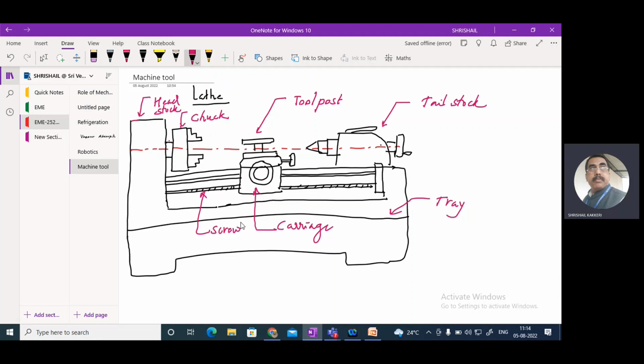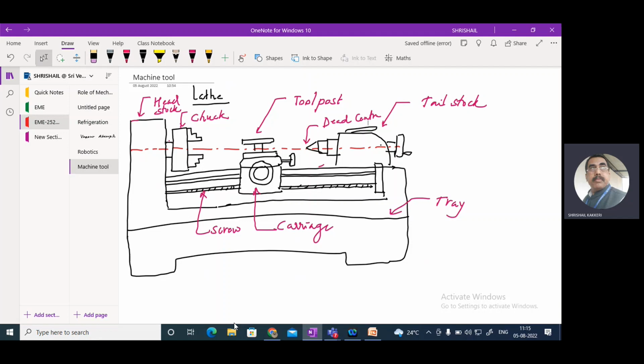In this tailstock, there will be one center. It is called a dead center. Please don't write only dead; write dead center. The dead center is not powered, but it will rotate along with the workpiece. The dead center will be in the tailstock, supporting the other end of the workpiece. When the workpiece length is more, there is a possibility that it will buckle or bend. To avoid this buckling, we use the dead center, which supports the other end of the workpiece.